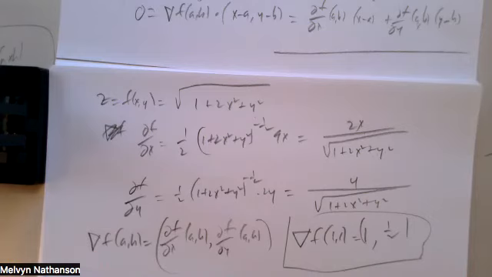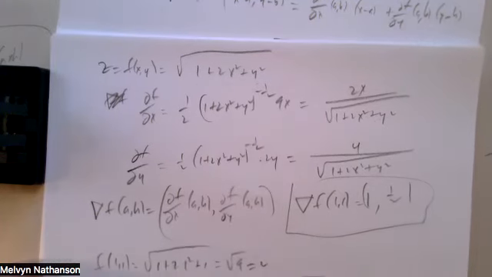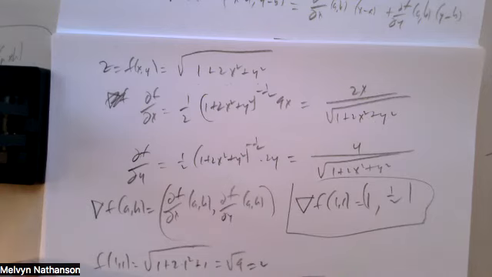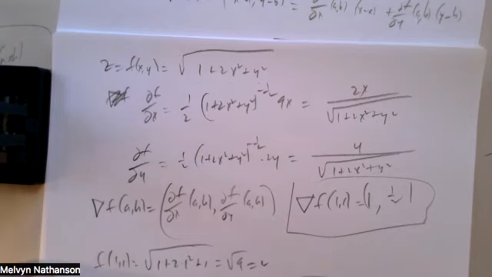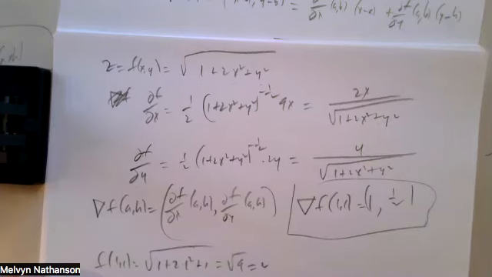What is the level curve? f(x, y) = 2, that's the square root of 1 plus 2x squared plus y squared. If I square both sides, I get 4 equals 1 plus 2x squared plus y squared, or 2x squared plus y squared equals 3. That's an ellipse, right? x squared over 3 halves plus y squared over 3 equals 1. That's just an ellipse. This is the square root of 3, this is the square root of 3 halves. So this level curve is an ellipse.